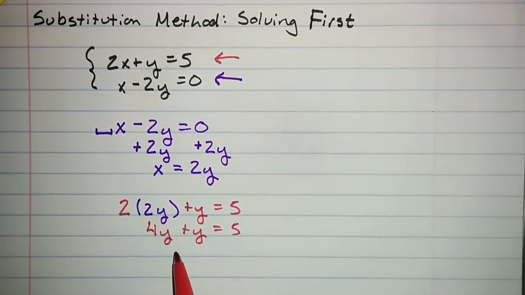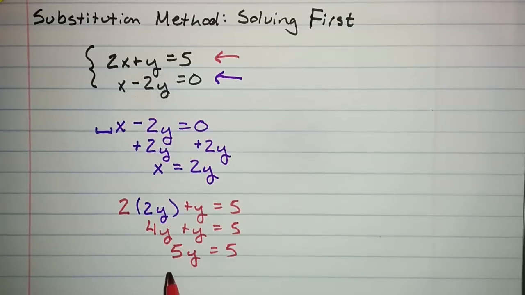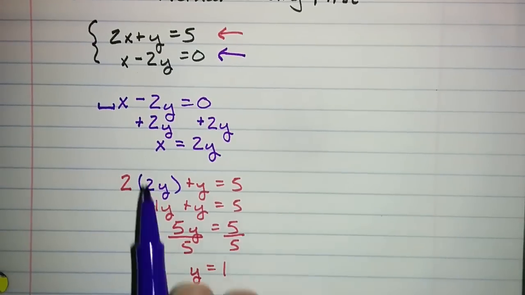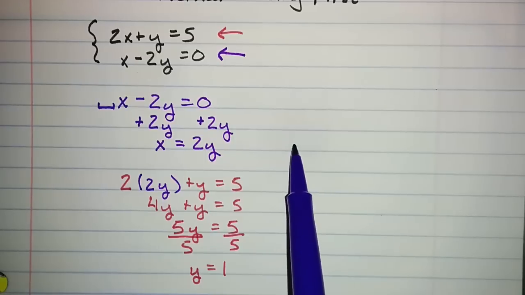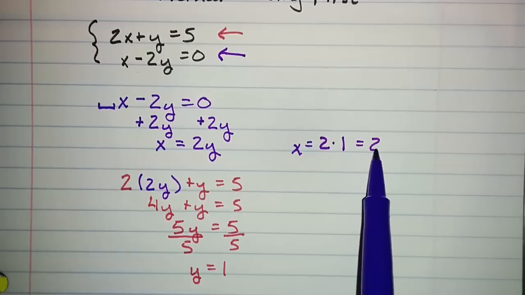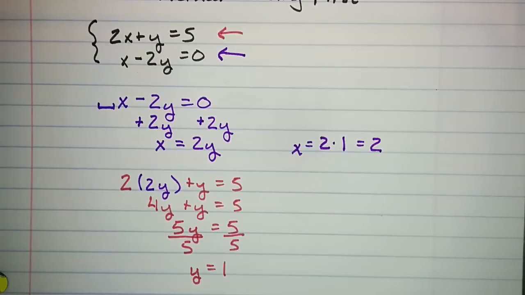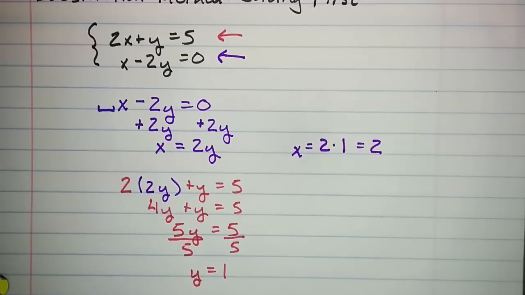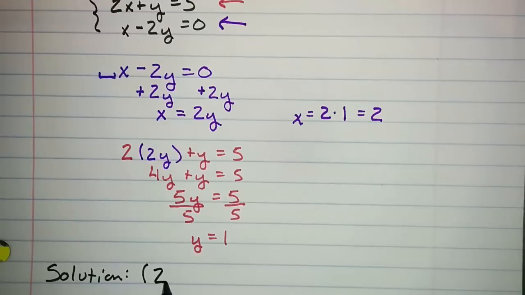And now we can combine the like terms. Get rid of the 5. Divide both sides by 5, and we get y equals 1. To get x, we go back to this equation. x is 2 times y, so it's 2. That gives us our solution, doesn't it? x equals 2, y equals 1.